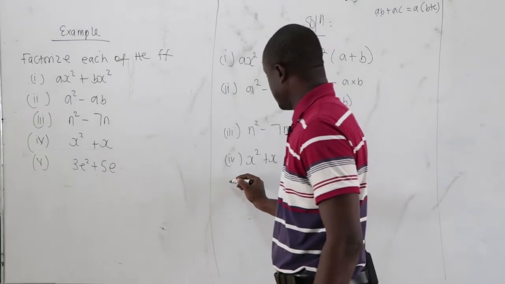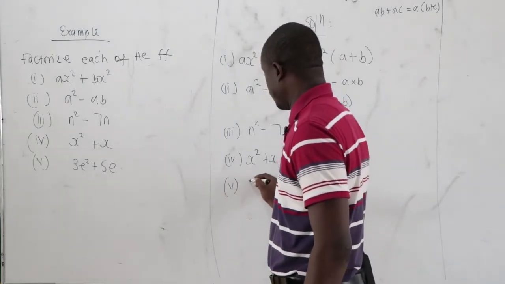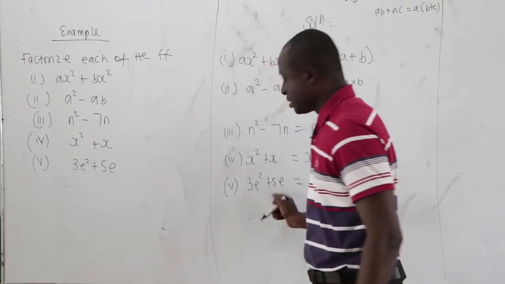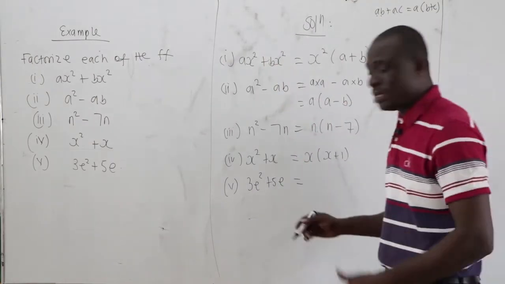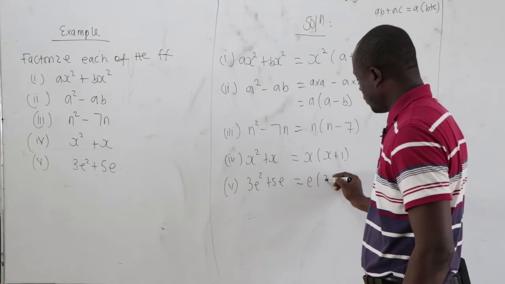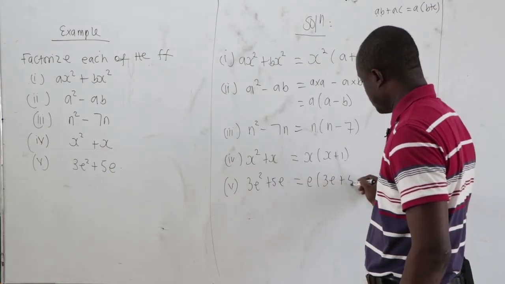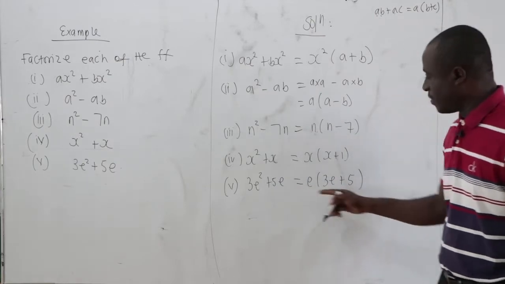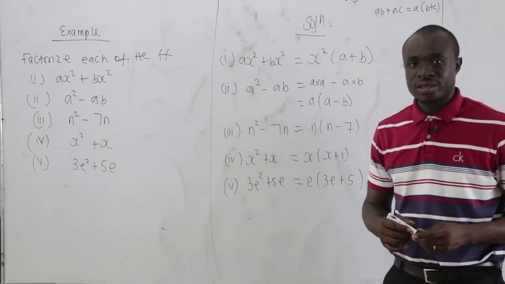Now let's see the fifth one, we have 3e squared plus 5e. In this case, the e is common, we bring the e out. So e out, and we have 3e plus 5. So this time that's 3e squared, e times 5, that is 5e.